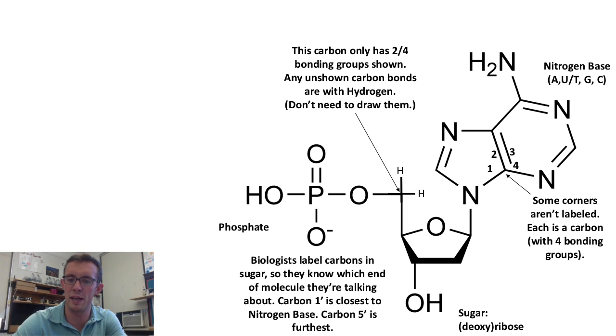And last, in order for biologists to describe which side of the nucleotide they're talking about, they'll actually label the carbons that are found in this central sugar. The carbon closest to the nitrogen base is the 1' carbon, all the way to the carbon that is furthest away from the nitrogen base, the 5' carbon. And out of these, you'll generally hear the 5' carbon and the 3' carbon mentioned, because those are the 2 ends that bond this nucleotide to other nucleotides.